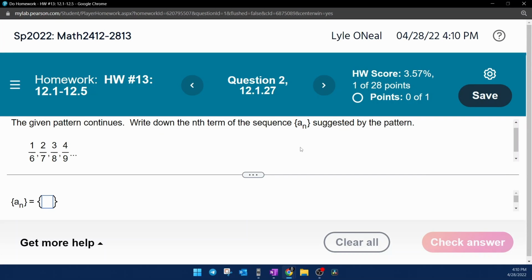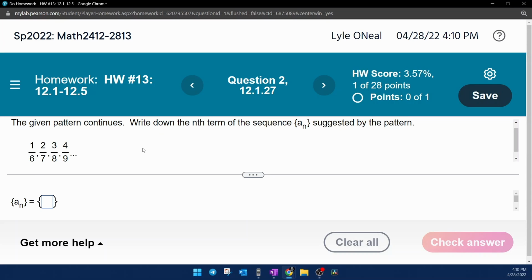Right, here we go. Question number 2 from our Precalculus homework number 13 in MyLab Math. It says, given the pattern continues, write down the nth term of the sequence, which is represented by a sub n, suggested by this sequence. So here we have a sequence of fractions. We're going to have to come up with a formula that will generate this sequence.